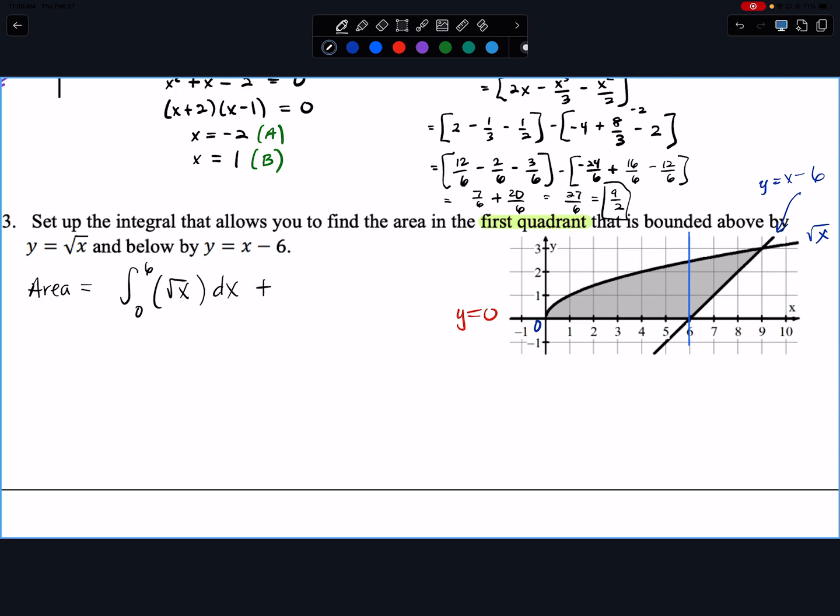So I'm just going to put square root of x dx plus this area. So the bounds now from 6 to 9. Of this region right here, what's the top function? Square root of x minus, what's the bottom function? X minus 6 dx. You're not solving this, you're just setting it up. So that's just your answer.